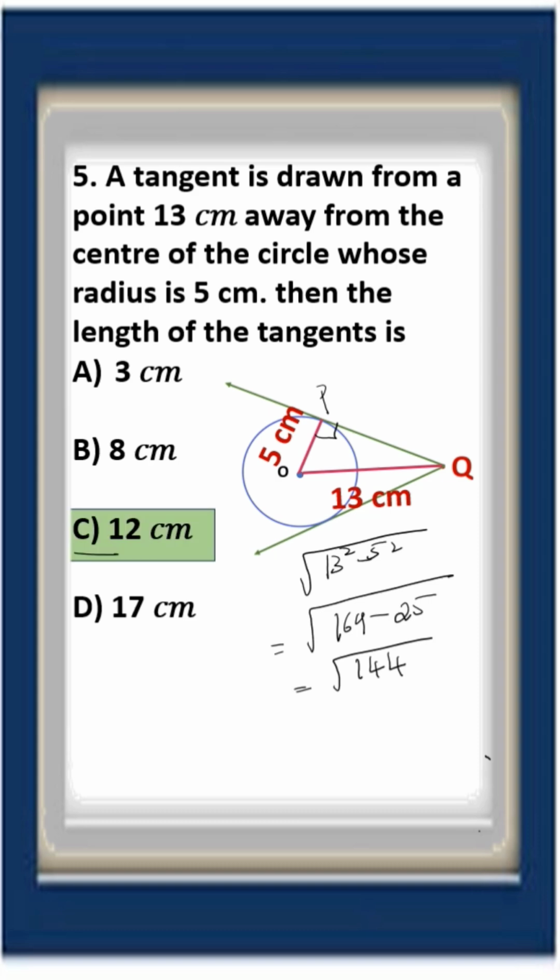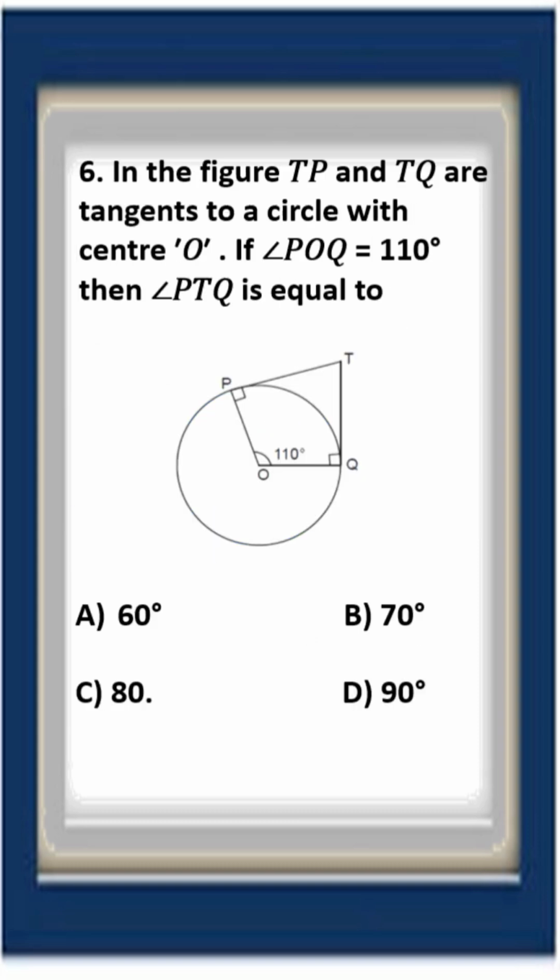In the figure, TP and TQ are the tangent to a circle with center O. If angle POQ is 110 degree, then PTQ is equal to. Four options are given. Option A 60 degree, option B 70 degree, option C 80 degree, option D 90 degree.